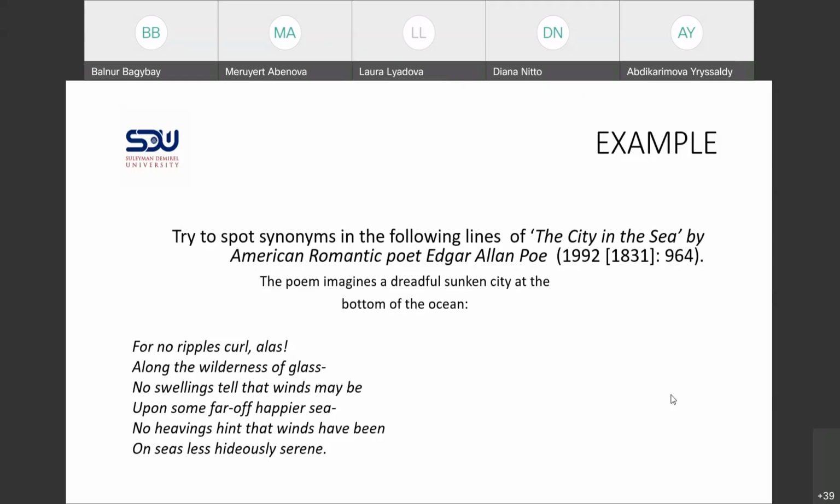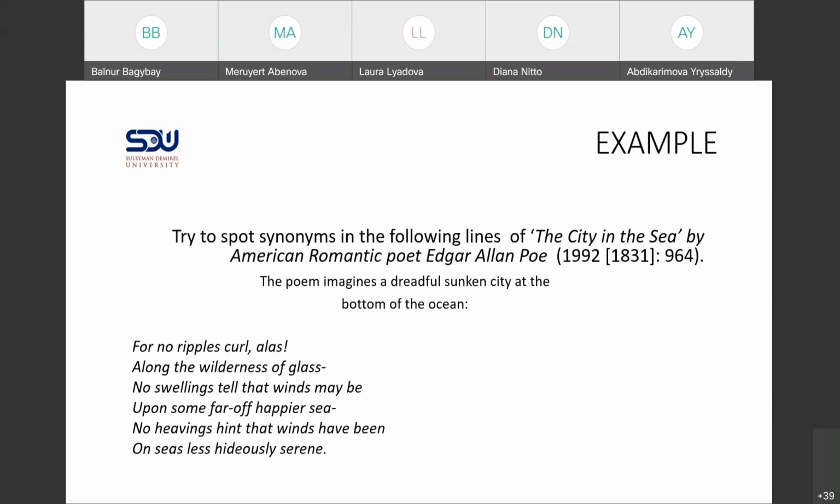Okay, guys. So let's now try to identify the synonyms in the following lines of the poem. Can we say that swellings and havings hint are the same? Yeah, we can. Of course, they are synonyms, I would say. As well as ripples, swellings, and havings. They are all quite the same in meaning. Thank you very much.